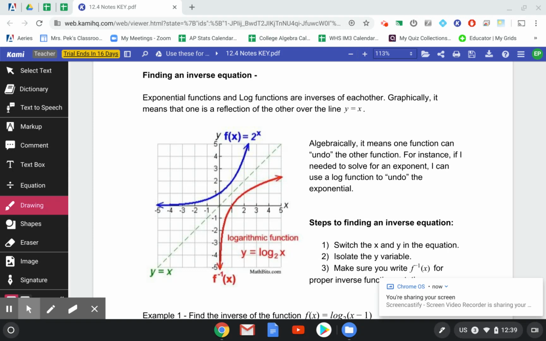Hi class, we're going to continue with our 12.4 notes here. This is our part 2. We're going to be talking about inverse functions, inverse equations.